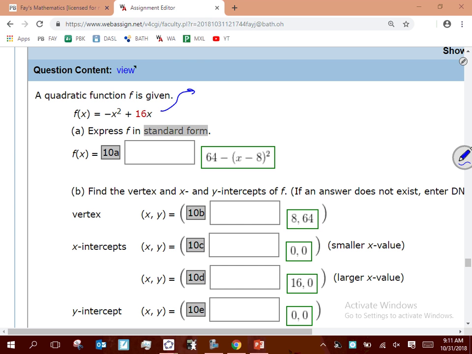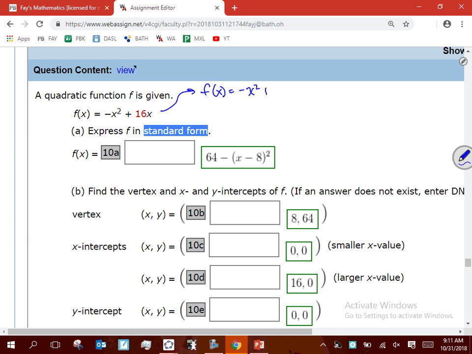But if you're a person that wants to use the completing the square process, the first step of completing the square is to divide everything by your a coefficient. My a coefficient is -1, right? So divide everything by -1. So it gives me negative f of x is equal to x squared minus 16x.